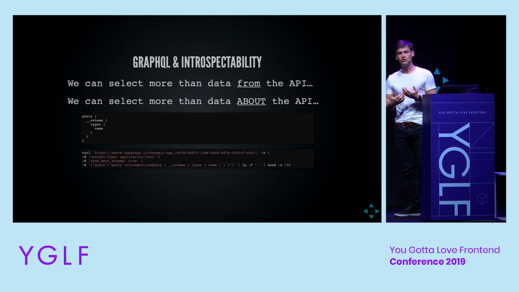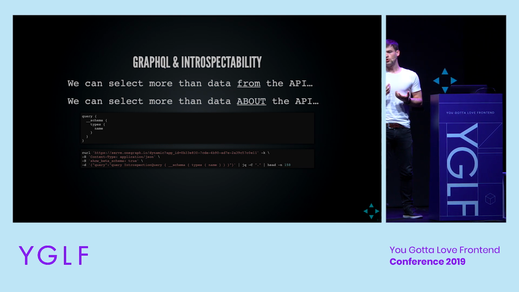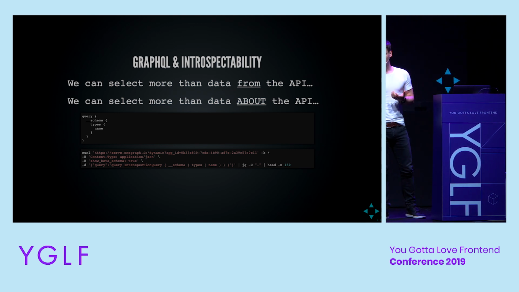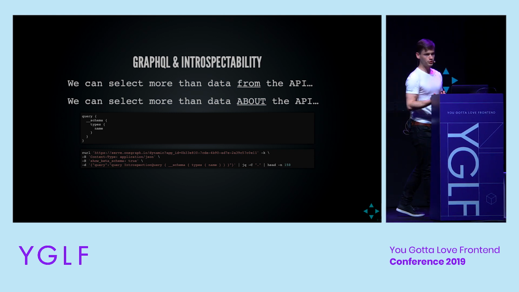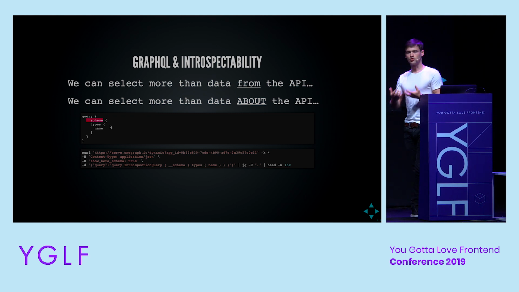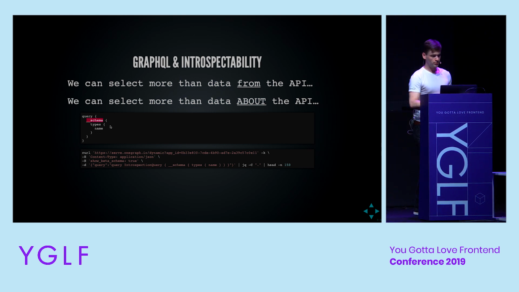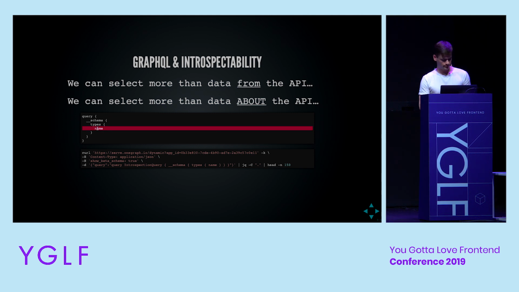But the cool thing is, with GraphQL servers, back to the introspectability thing, you can not only query data from an API, but you can query data about an API. So every GraphQL server implements this schema field. And the schema field describes all of the things that this GraphQL server knows about. So for example, in this case, what I'm saying is, hey, I have a query. I want to read some data from you. I want to read data about you. I want you to give me a list of all of the types that exist on the server. And I want to know the name of each.